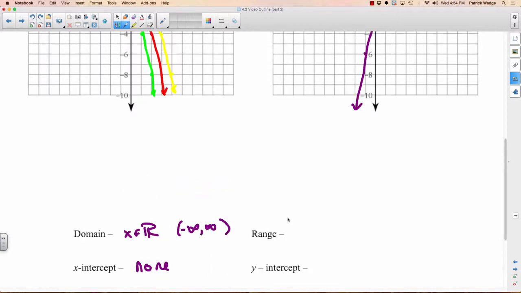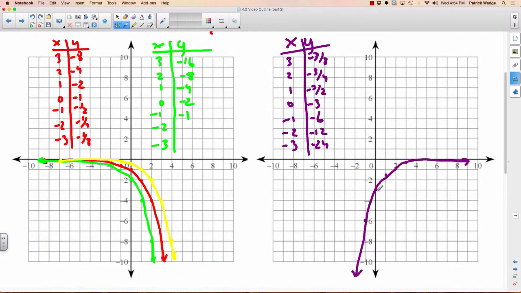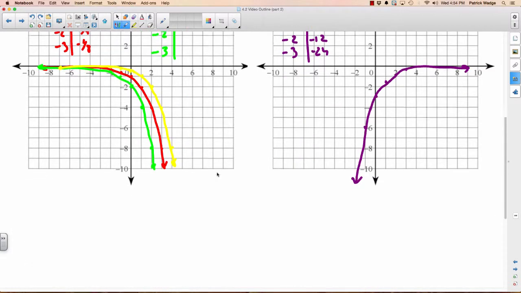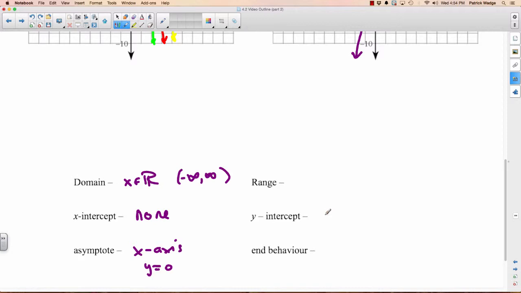Let's go to y-intercept. Why am I doing that one? Because that one also doesn't change. The y-intercept in this one's -3, -3, -1/2, -1/2, -2, -2, -1, -1. So the y-intercept is still A. But these ones here are not the same as the other side.